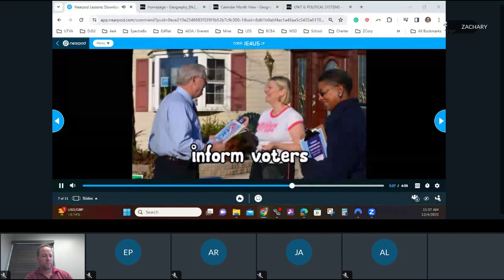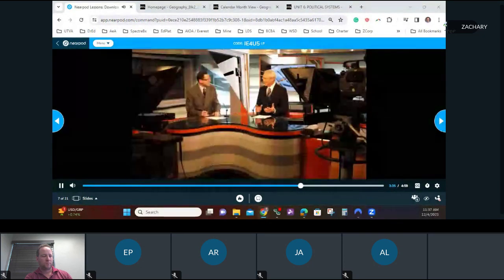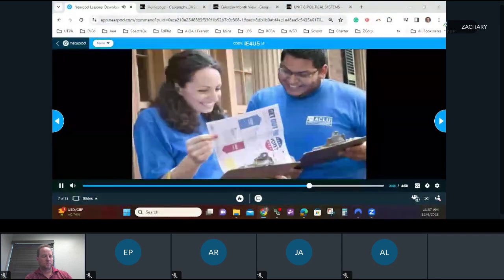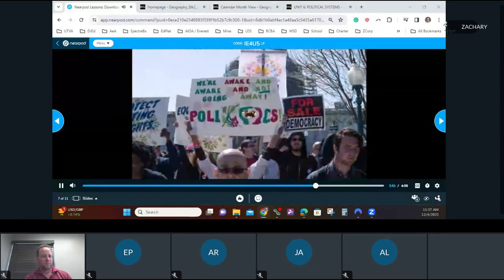Another function of political parties is to inform voters. Whether it's through local, grassroots involvement such as letter writing campaigns, or party leaders speaking on television, parties attempt to let the general public know what's going on. This could also take the form of passing out flyers or pamphlets, or staging a large protest rally.